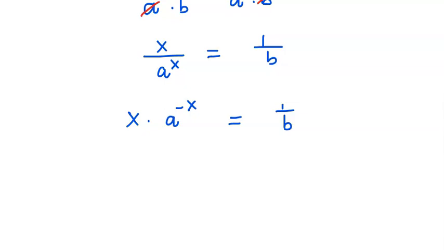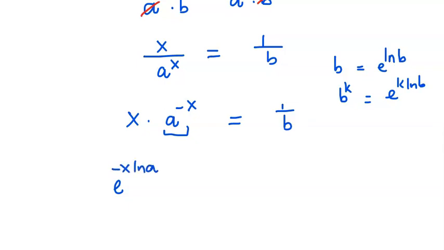What is next to do? Okay, so what we're going to do here is to actually rewrite a to the power of negative x. If you remember this idea that b can be rewritten as e raised to the power of ln of b, right? If b has a power of k, we can actually rewrite this as e raised to the power of k times the ln of b. So this part here, we can write that as e raised to the power of negative x multiplied by the ln of a. You get the idea? Then we have times x from here. This is equal to 1 divided by b.